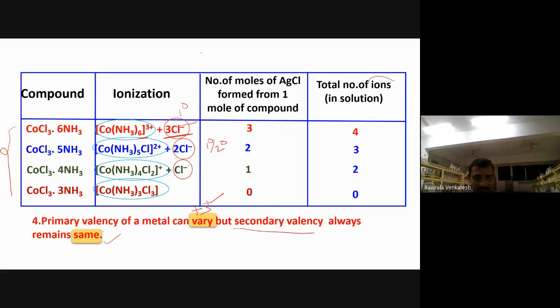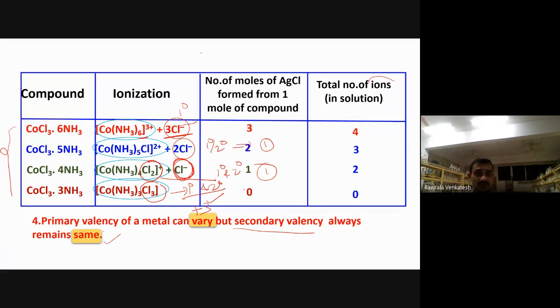In this case, what happened? One chlorine is acting as only primary valency. But here, these 2 chlorines are acting as both primary as well as secondary valency. So here one chlorine is acting as what? Primary and secondary valency. Here two chlorines are acting as primary and secondary valency. Here three chlorines are acting as what? Primary and secondary. In this way, you have to consider this.